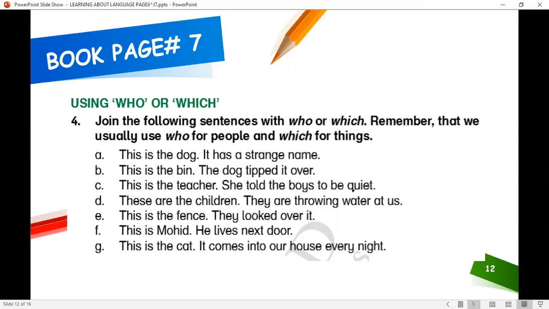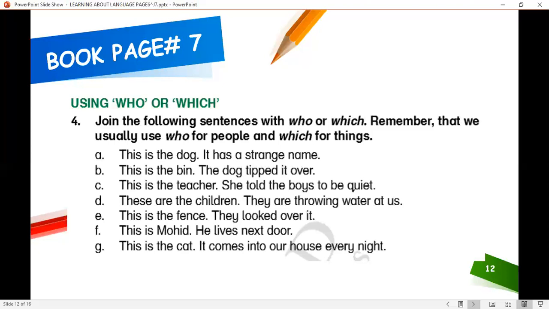This is the teacher. She told the boys to be quiet. Now the teacher is a human being, and for the teacher we will use who. This is the teacher who told the boys to be quiet. We will omit the pronoun she in the sentence and we will join the sentence by using who. Now these are the children. They are throwing water at us. Children are also human beings.